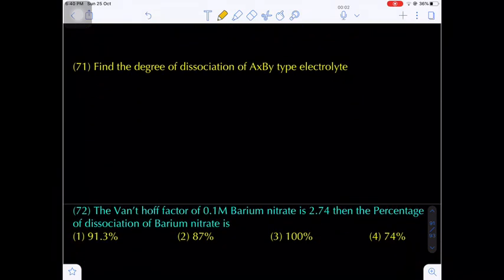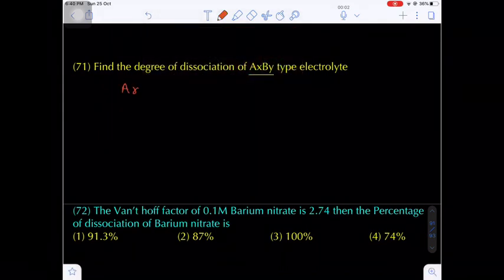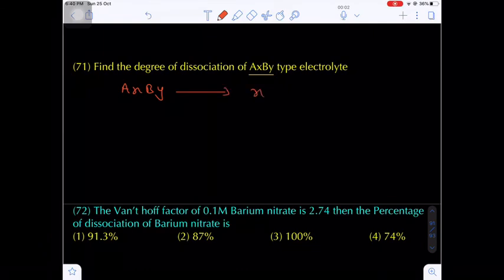Now the question number 71. In question number 71, what is the degree of dissociation, alpha value, of AxBy? It is a direct question. So how does the AxBy solute undergo ionization in the aqueous medium? As x cations and y anions. Are you getting my point? So the total number of ions will be x plus y.